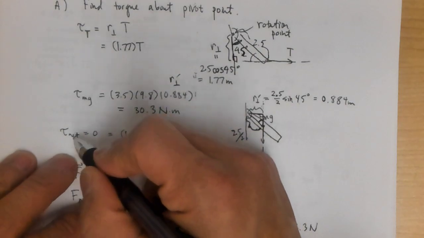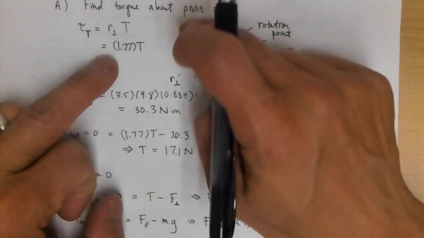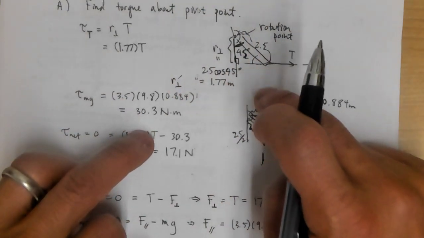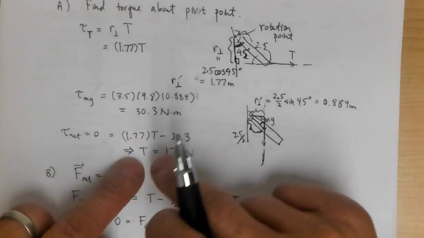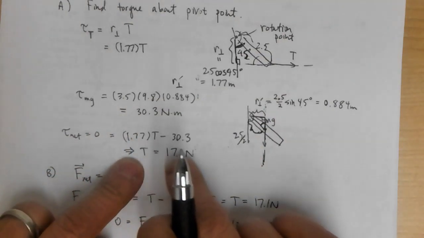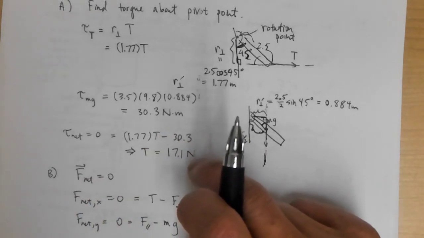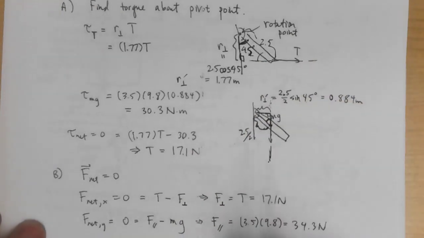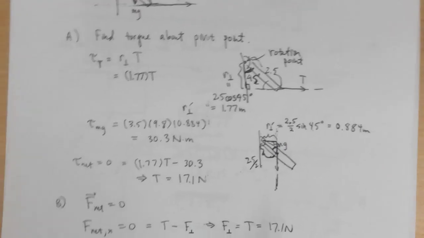So the net torque is equal to 0. This T gives you a counterclockwise torque, whereas the weight gives you a clockwise torque. They will balance each other out to give net torque equal to 0. So then you get T, the tension, is equal to 30.3 divided by 1.77. And so the tension is 17.1 newtons. All right, this was a bit of a complicated problem, actually.